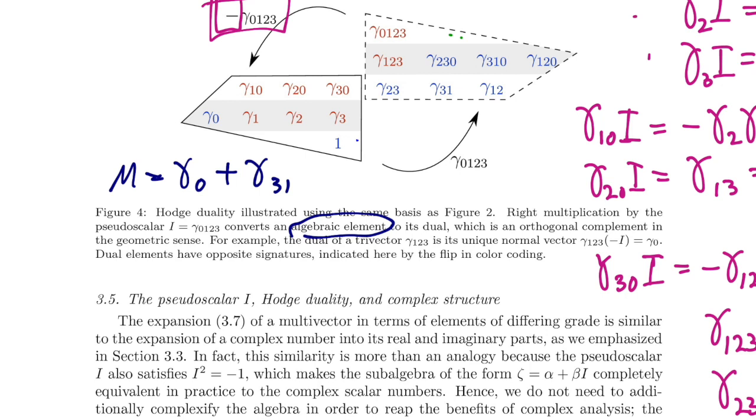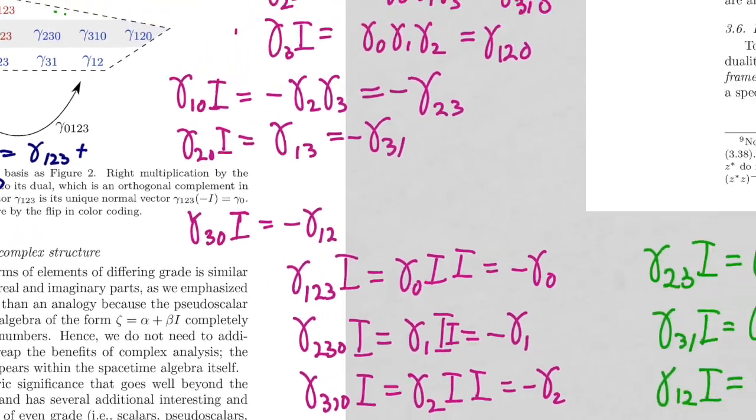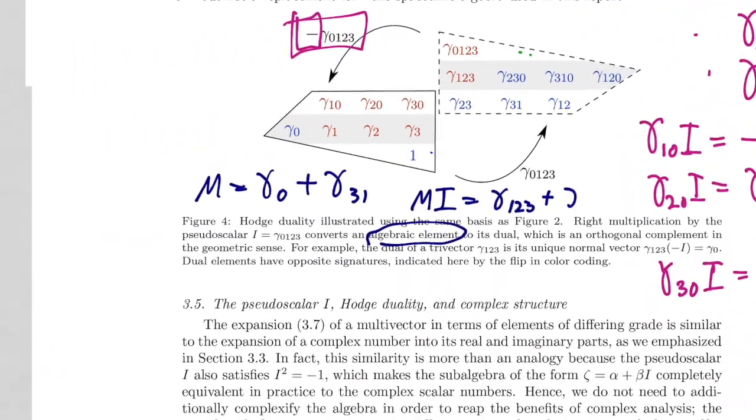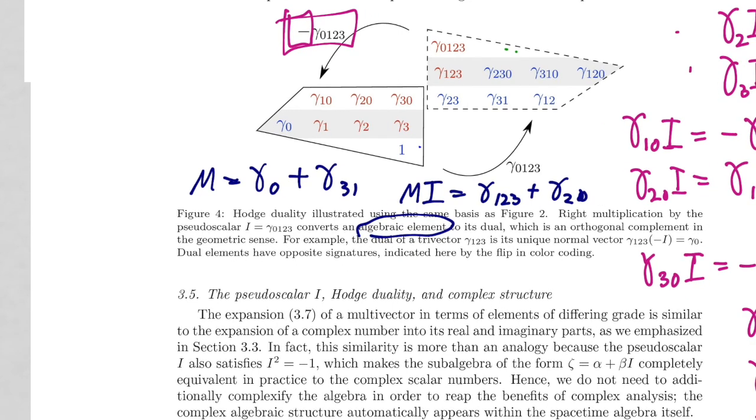But that multivector has a dual, and that dual is MI, right? And that dual is going to clearly be gamma 1, 2, 3 plus, gamma 3, 1 goes to, what did I figure out? I figured out that gamma 3, 1 goes to gamma 2, 0, right? Plus gamma 2, 0. So that's the dual of the multivector M. That's the dual of it.